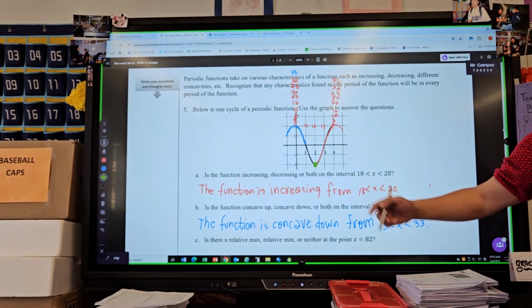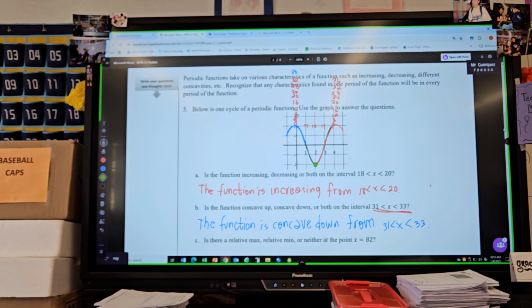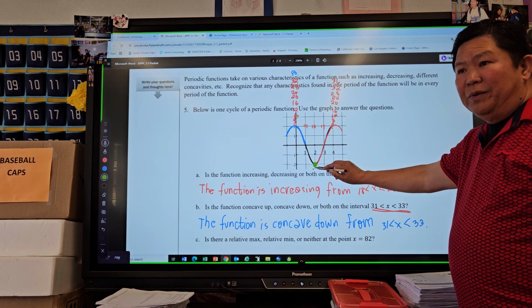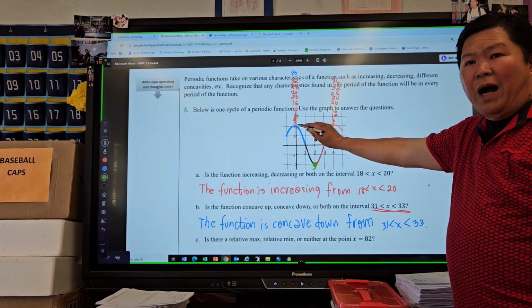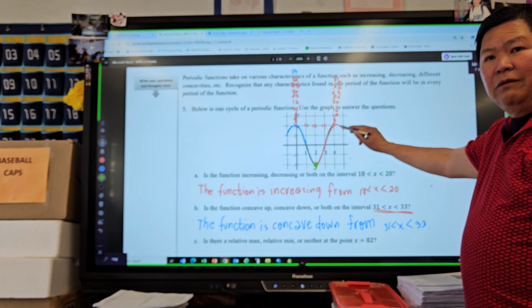Now, what is 82? Relative max or relative mean? Huh? Tell me honestly. Max or mean? It's mean. Okay? Good job, guys. This is minimum. What about 80? Max or mean? Max. How about 84? Max, right?